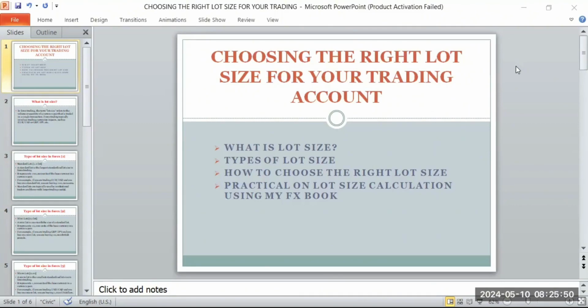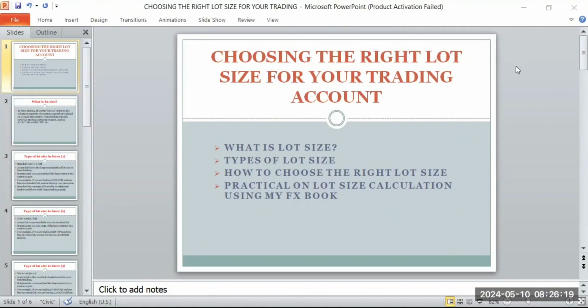All you need to do is learn how to use the appropriate lot size. If you don't know the right lot size to use, you'll be trading blindly with any lot size without knowing the implication. If you use the wrong lot size on your account, you may end up getting your money burnt within some minutes or even seconds. But if you watch this video and understand how to choose the right lot size, you're going to avoid all of these mistakes.